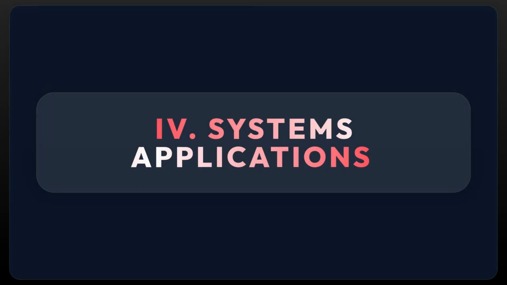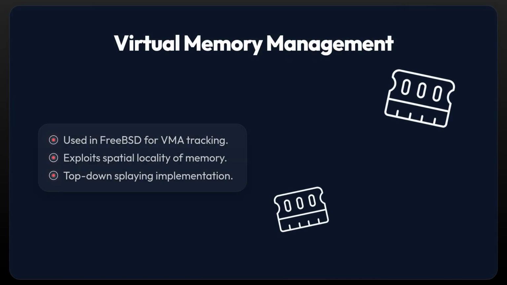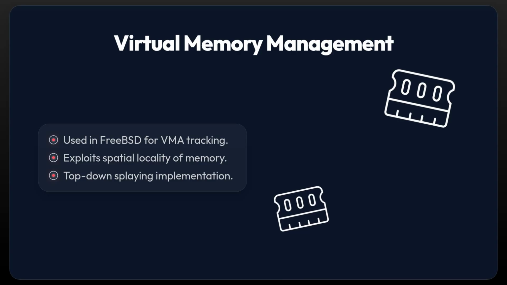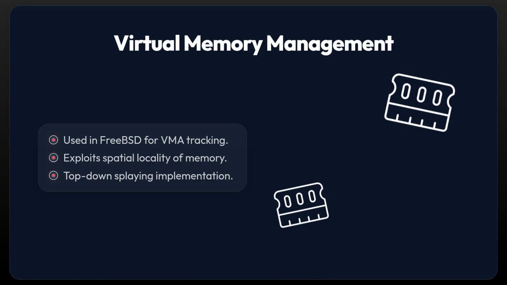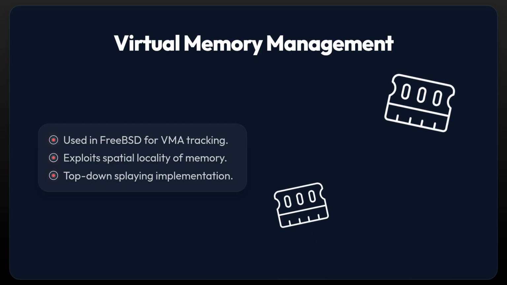Part 4. Systems applications. How are these trees used in the real world, particularly in operating system kernels? Historically, kernels like FreeBSD used splay trees to track virtual memory areas. Since programs tend to access memory addresses in clusters, splaying the accessed memory region to the root made subsequent lookups nearly instantaneous, exploiting the natural spatial locality of process memory.